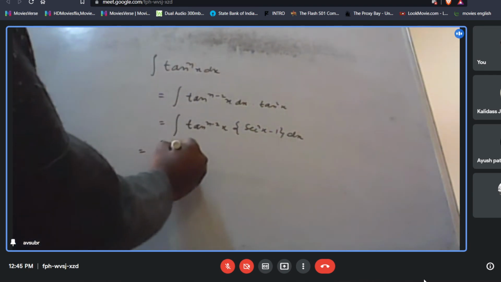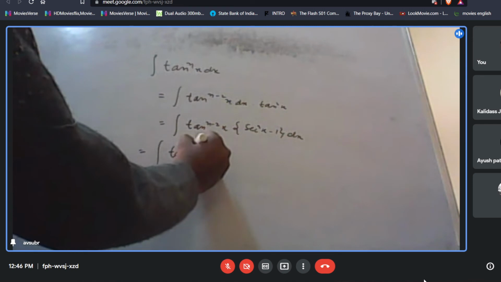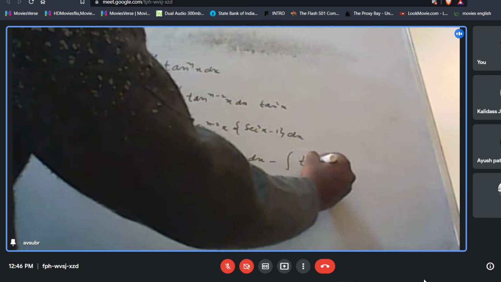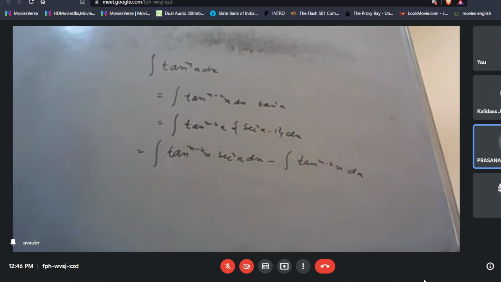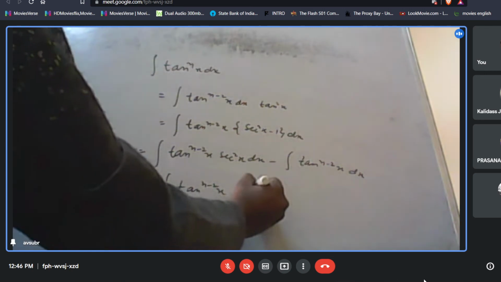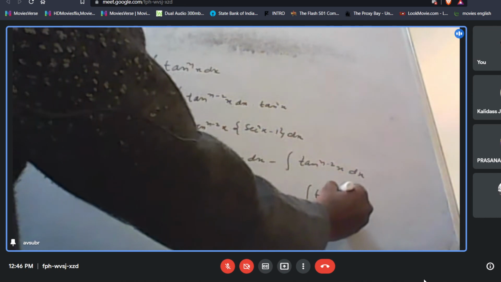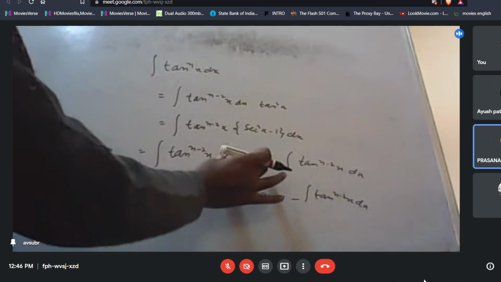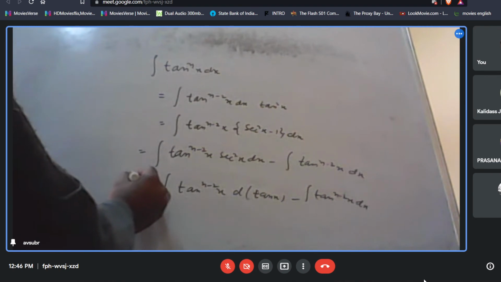Or I can write it like this: 10 to the power n minus 2x into sec square x dx minus 10 to the power n minus 2x dx. Can I write it like this? Yes, sir. Or can I write it like this: 10 to the power n minus 2x d 10x minus 10 to the power n minus 2x dx. Can I write it like this? Yes, sir. Because d 10x is sec square x dx. This is equal to I, let us say.